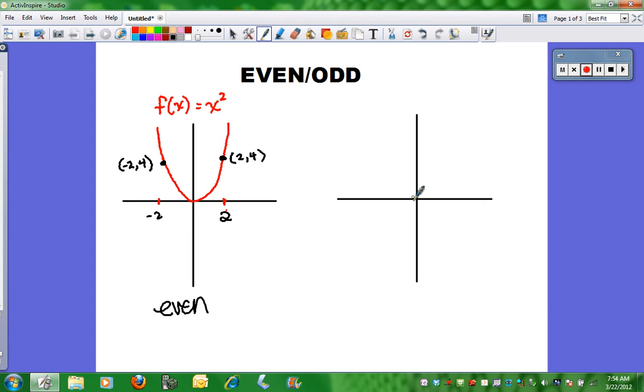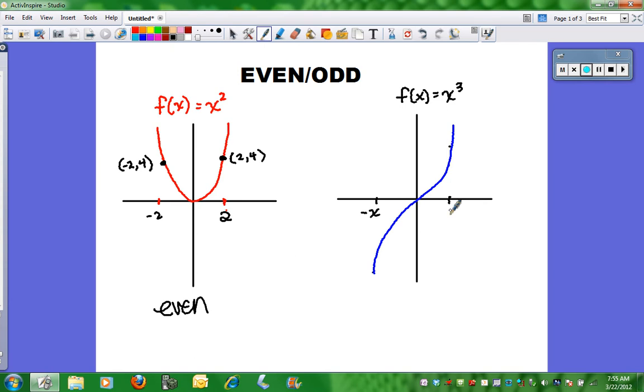How about an odd function? Just to do the most basic, f of x equals x cubed. That states basically for every x there's a y, and for every negative x there's a negative y. That opposite kind of feel. So if you think of what x cubed may look like, you have something like this.